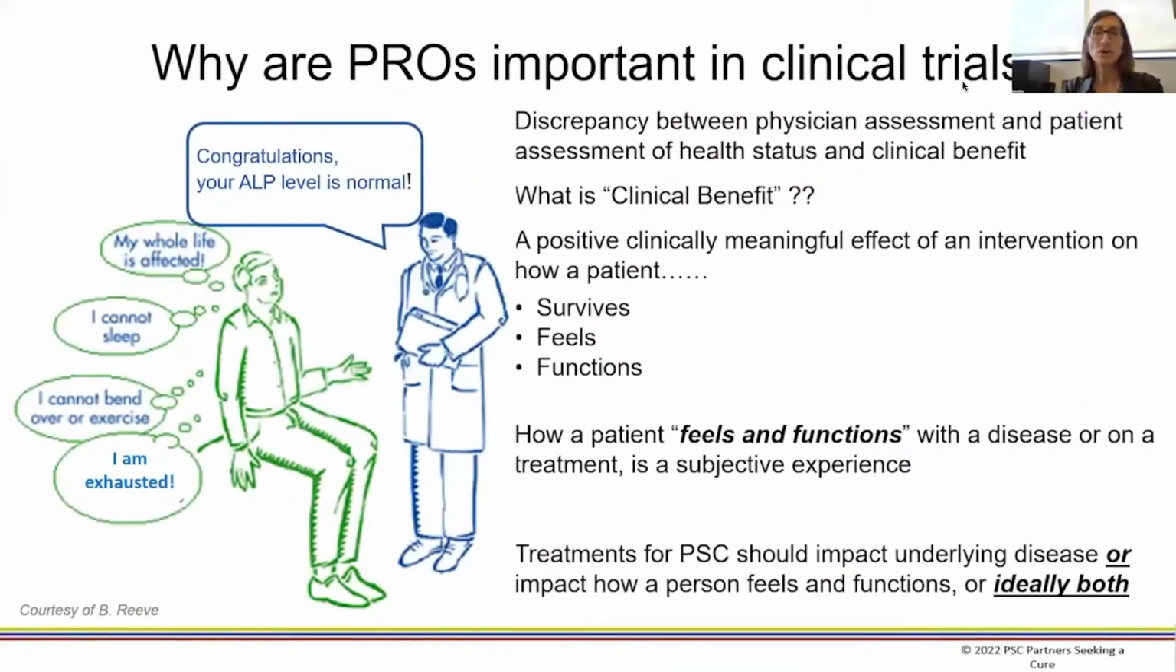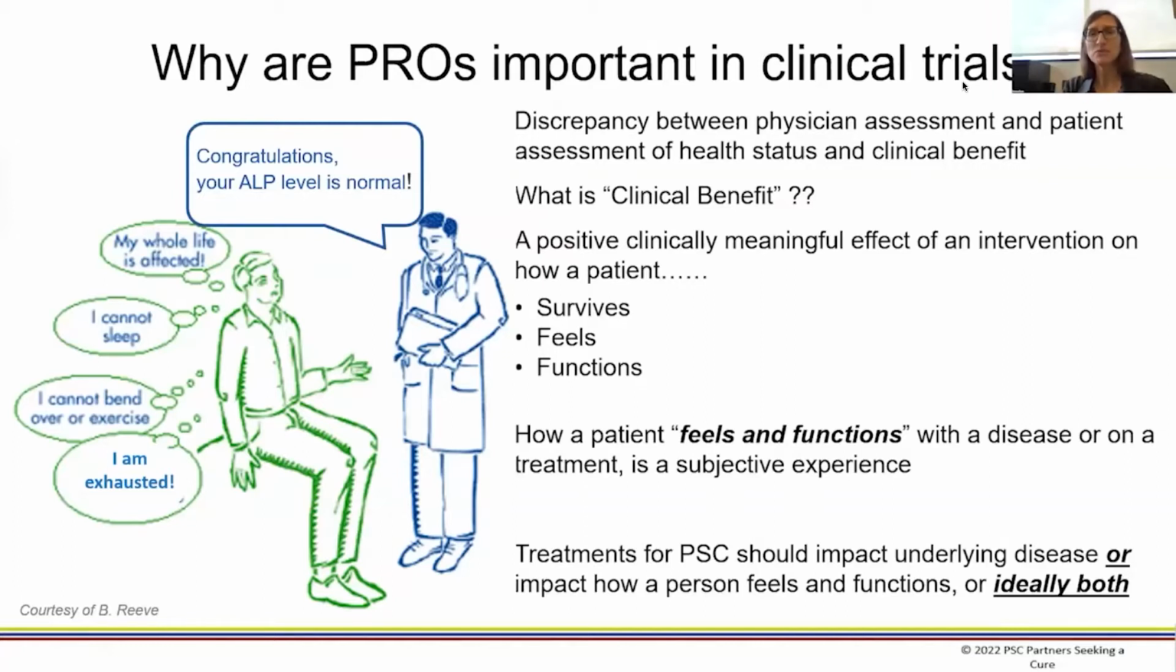So why are PROs important in clinical trials? Well, if you take a look at this cartoon on the left, the doctor walks in and says, congratulations, your ALP level is normal. And the patient, though, might be having a very different experience. They're thinking, my PSC affects my whole life. I can't sleep. I'm exhausted. So this discrepancy is actually fairly common in the literature.